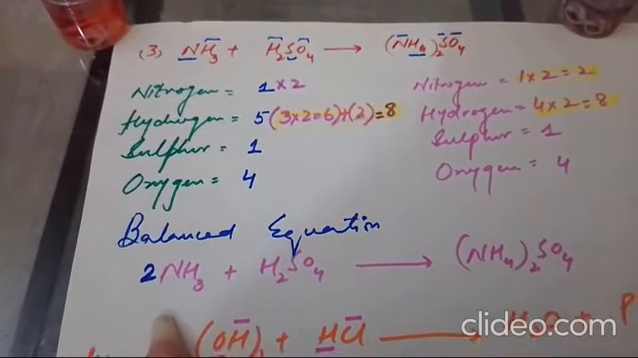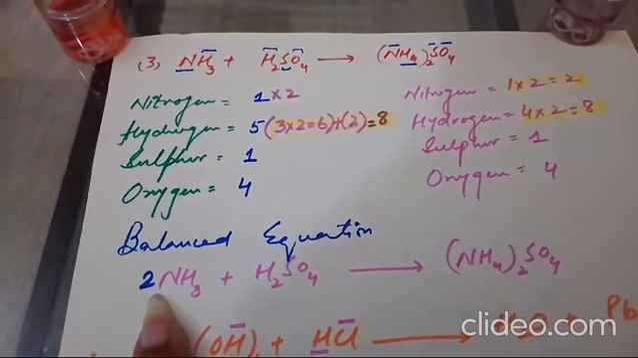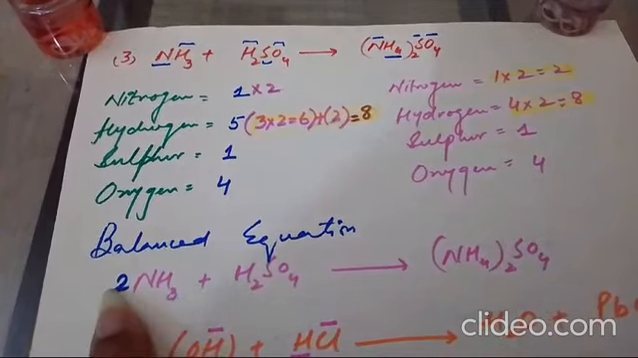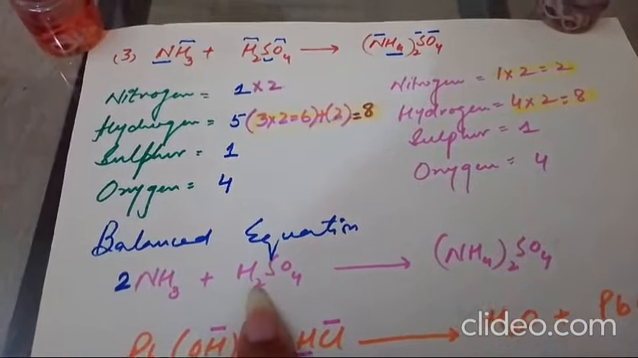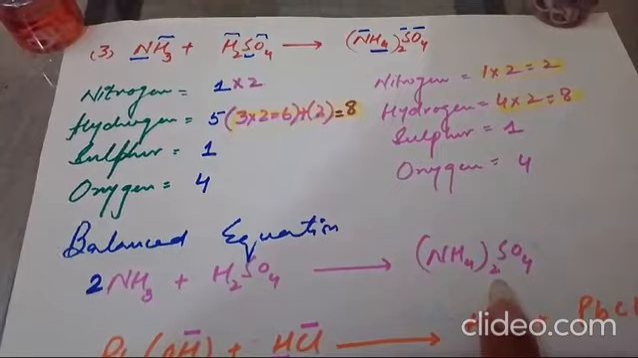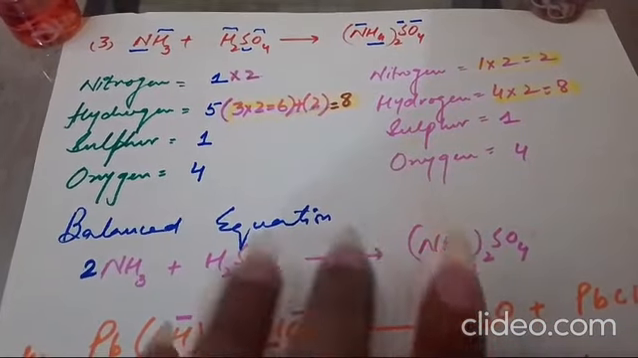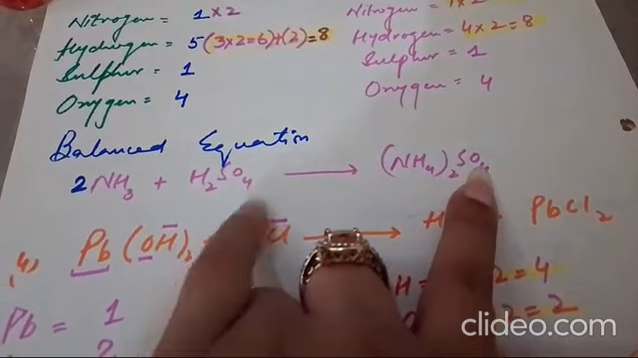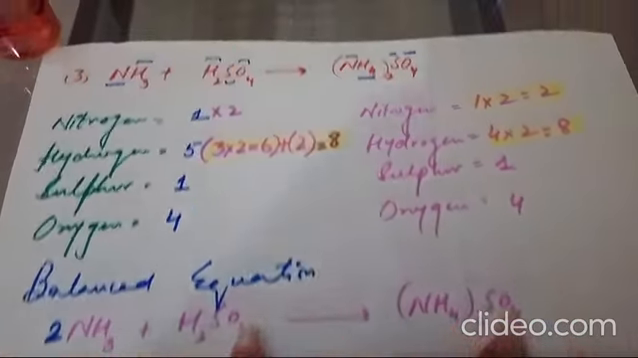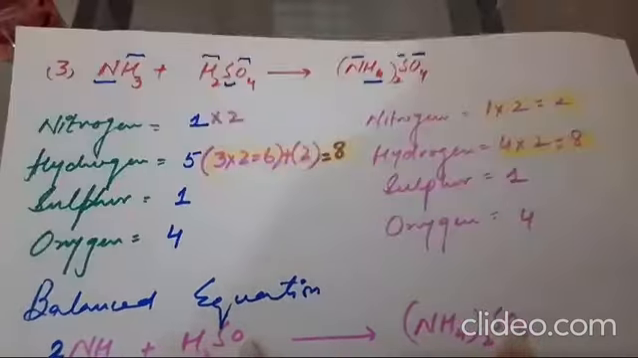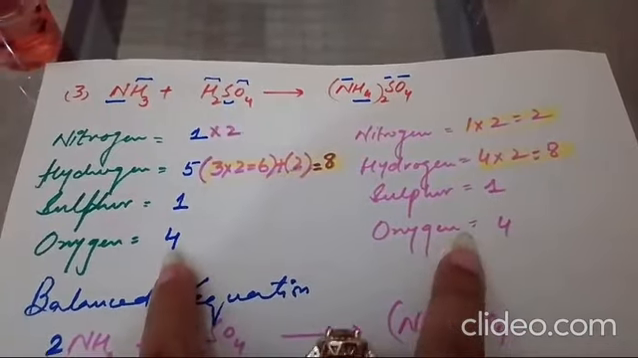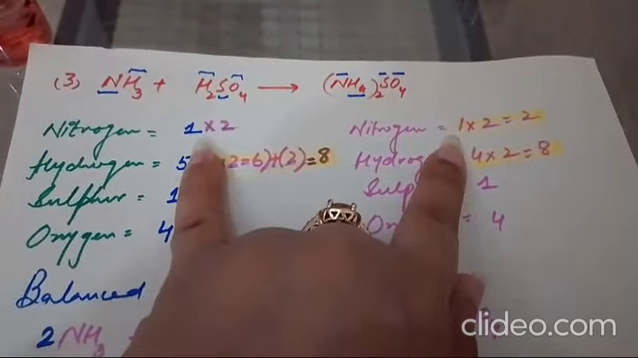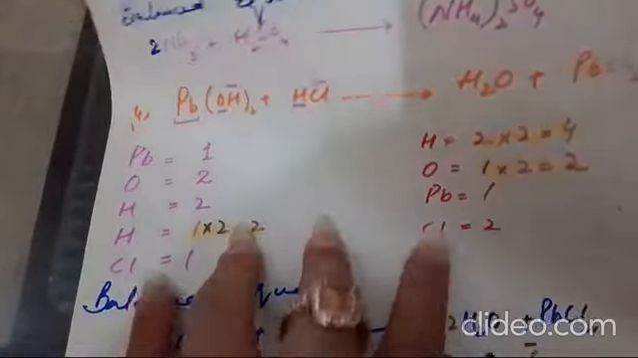Now look at the balanced equation. 2 nitrogen, 2 nitrogen. 3 6s, 6 plus 2, 8. 4 2s are 8. Sulfur 1. Sulfur 1. 4 oxygen and 4 oxygen. In this way, balance the elements or atoms of this equation. Oxygen 4, sulfur 1, hydrogen 8, and here is nitrogen 2. Another equation.